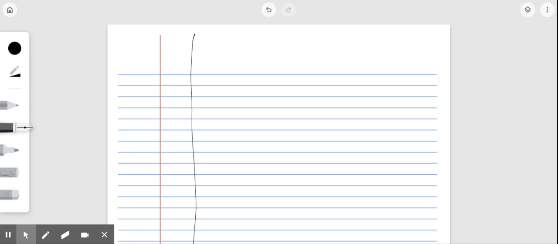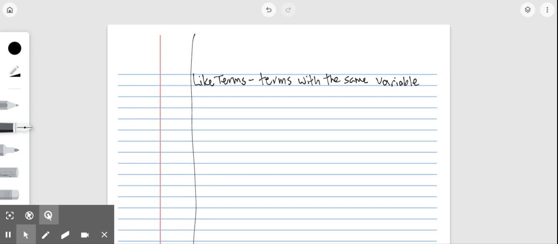All right, now that we've reviewed what a term is and what a variable is, let's talk again about like terms. Okay, like terms are when multiple terms have the same variable component. Okay, so some examples of like terms.